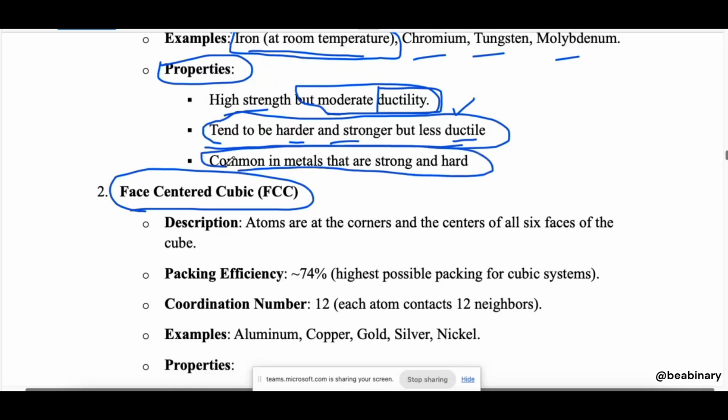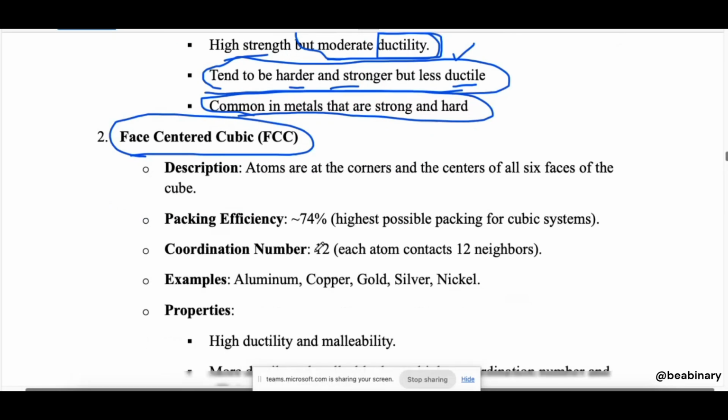If we talk about BCC, then it's very common to be present in a metal. If we categorize materials in a broad category, we have metals and non-metals. So all metals mostly behave as having BCC kind of structures. It's not generalized, but most of the metals exhibit BCC structure.